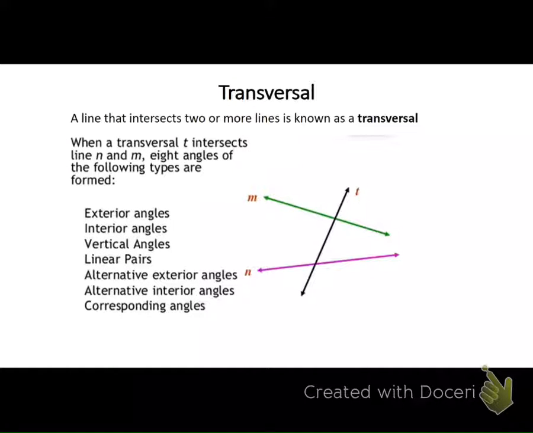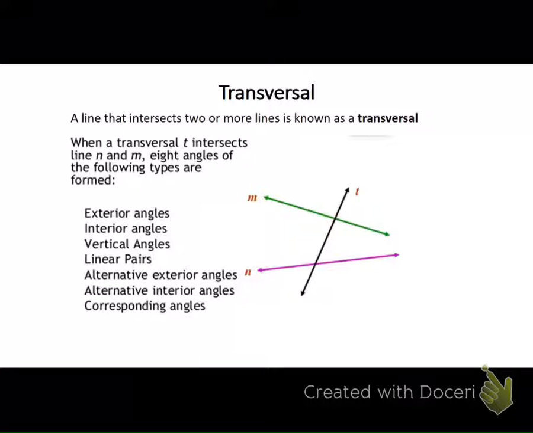All right, so what is a transversal? A line that intersects two or more lines is known as a transversal. So when a transversal T intersects lines N and M, 8 angles of the following types are formed. First of all, it is a line that is intersecting two or more lines. Notice, N is only intersecting one line here. It's actually going to intersect another one over there, so it could be a transversal in the end. But just visually looking at this picture, you only see it intersecting one line, even though it extends on forever. So T is your transversal.